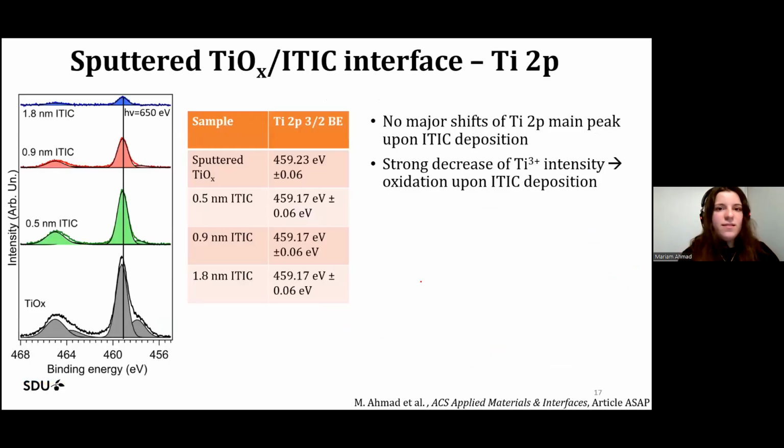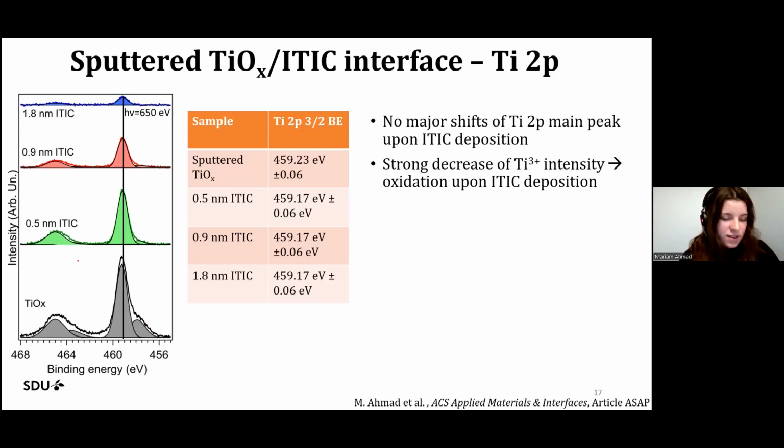So here are the XPS. I will start with the XPS results of the sputtered titanium oxide before and after deposition of ITIC. And here we have the titanium 2p core levels. So if you look at the sputtered titanium oxide before deposition of ITIC, we see that for the titanium 2p3/2 we have two features, a large main feature at 459.2 electron volts, which corresponds to titanium 4+, that is dominating. And then we also have a small shoulder at lower binding energy, which corresponds to reduced titanium 3+ species.